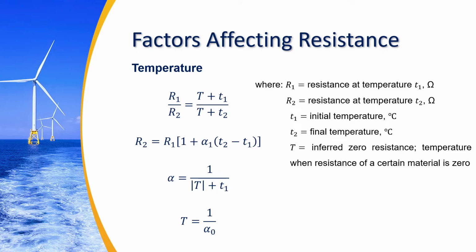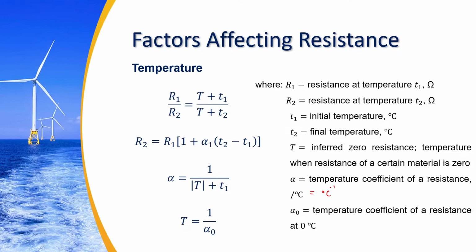Okay, yung capital T. Then yung alpha, siya yung temperature coefficient of resistance. Ang unit niya is per degree Celsius, or pwede rin natin sabihin na degree Celsius raised to negative 1. Okay? Yung A0, siya yung temperature coefficient of resistance at 0 degree Celsius.